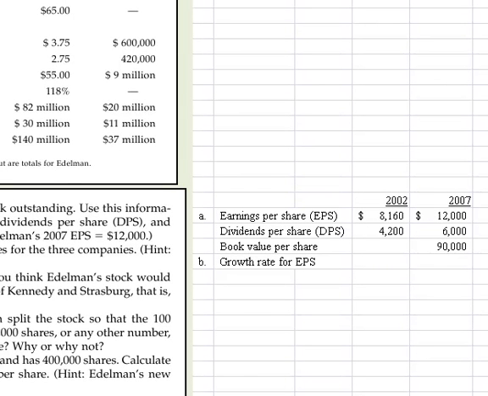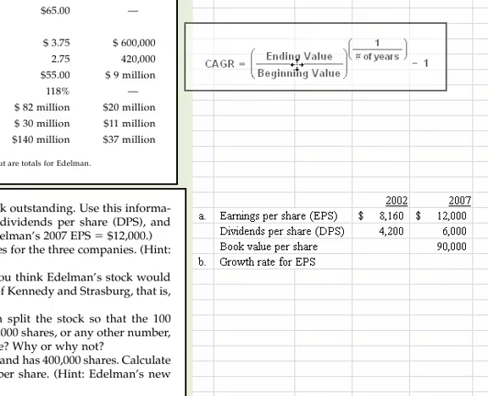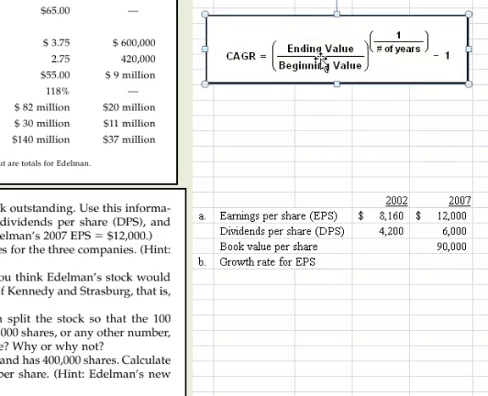Why don't I introduce the formulas? When we talk about a growth rate, we're talking about the compound annual growth rate. So let me slide this over. And this is typically the formula that you would use, right? A compound annual growth rate is the ending value divided by the beginning value, raised to the power of 1 divided by the number of years, minus 1. And that'll give you the growth rate. Now you could solve it that way and you'll come up with the right answer. In fact, we'll do that in a little bit.